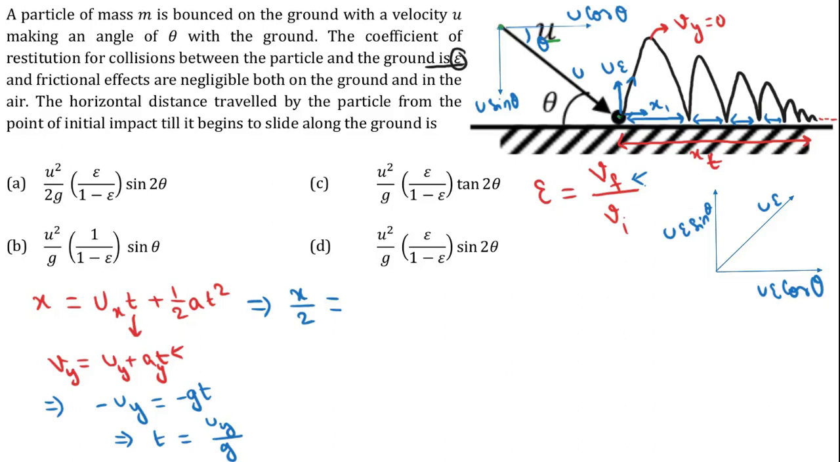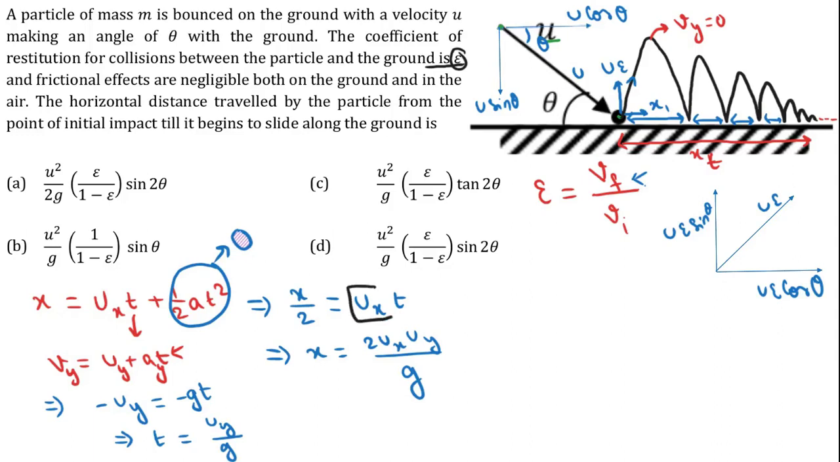Half of x is ux multiplied by t. The acceleration part is actually 0 because there is no force in the x direction. So this gives us x equals 2 times ux uy divided by g. Another thing to note here is that the ux here is actually a constant, because there are no forces in the x direction, so the velocity in the x direction doesn't change.